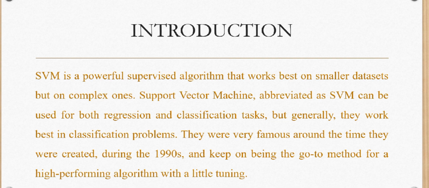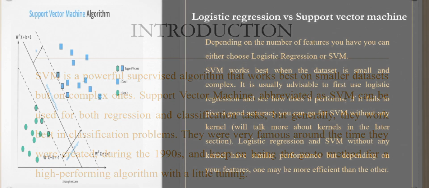SVM chooses the extreme points or vectors that help in creating the hyperplane. These extreme cases are called support vectors. Hence, the algorithm is termed as support vector machine.